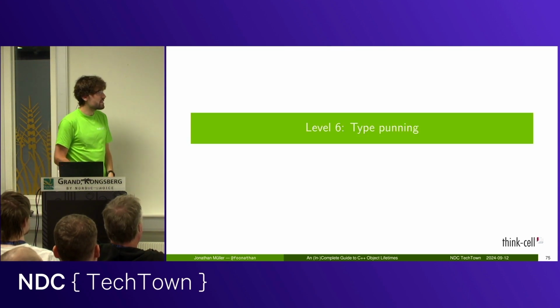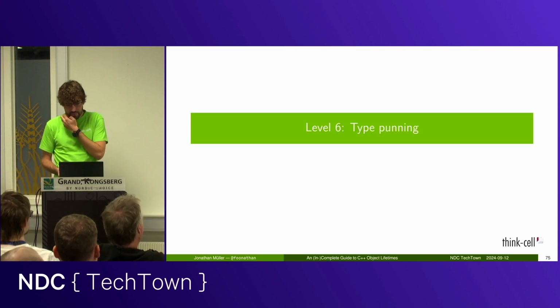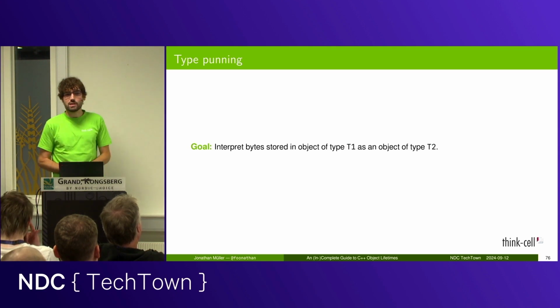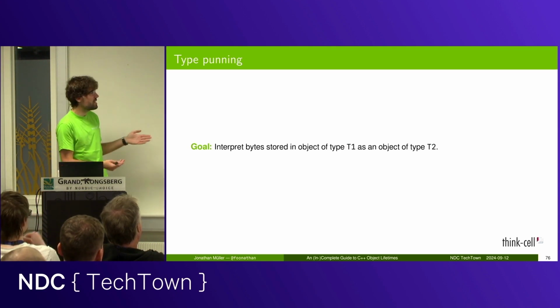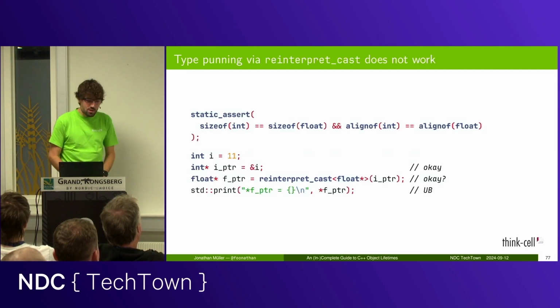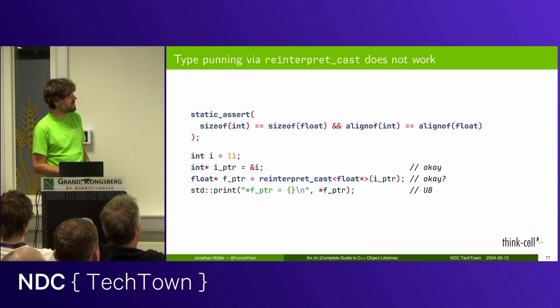Let's finally then look at type punning. So type punning: we've got some bytes stored in an object of type T1, and we want to interpret that as an object of type T2. And as you probably know, you just cannot; reinterpret_cast doesn't work.